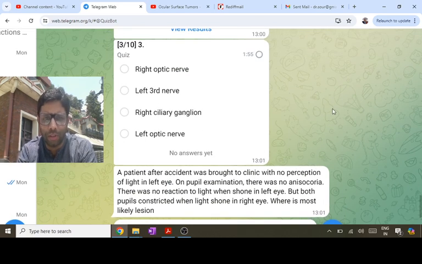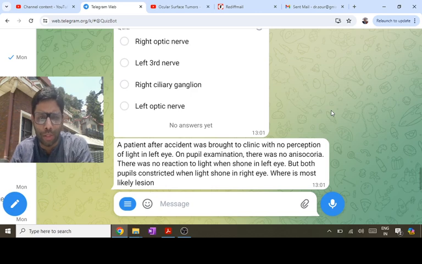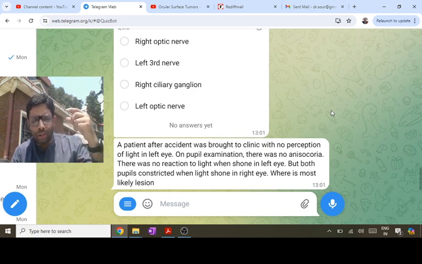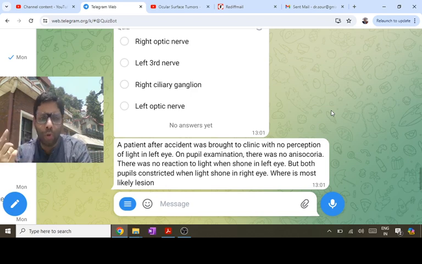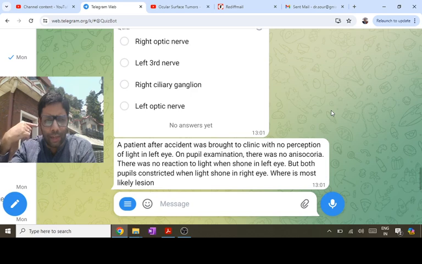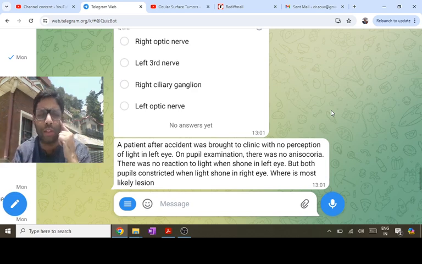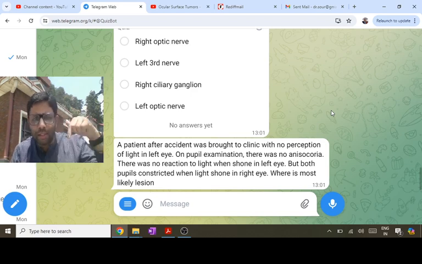Okay, so a patient after an accident was brought to the clinic with no perception of light in the left eye. On pupil examination, there was no anisocoria, no difference in pupil size, and no reaction to light when shown in the left eye. No reaction means that when you throw the light in this eye, there is no reaction in both eyes. But when you throw the light in the other eye, both pupils constrict. That means if you throw the light in the right eye, the second nerve of the right eye is okay, and the third nerve of the right eye is okay. Also, the third nerve of the left eye is okay, because it is taking the efferent. So the only thing left is the optic nerve of the left eye.